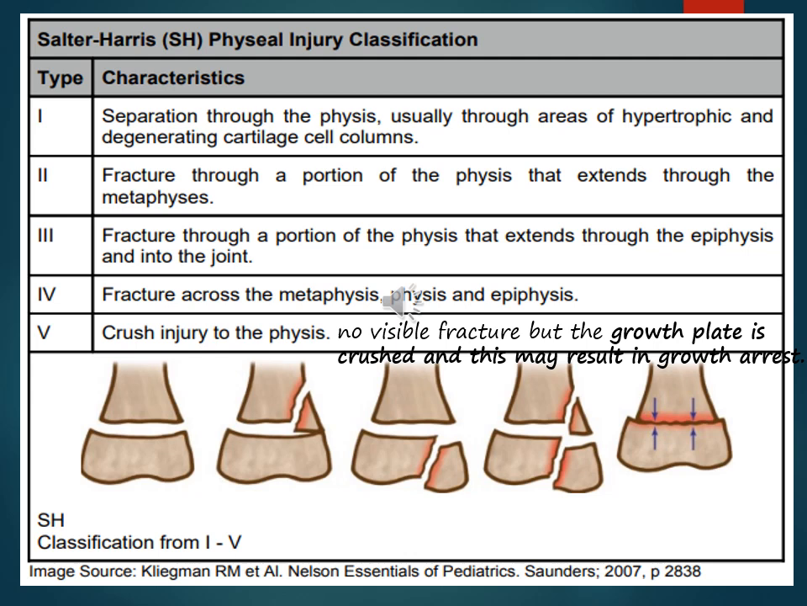As I said, the most common type is type 2, and the higher the type, the poorer the prognosis generally speaking. All of these types can theoretically affect the growth and cause premature growth arrest. So generally speaking, any child with a Salter-Harris type fracture will need a longer follow-up to check for this possibility.